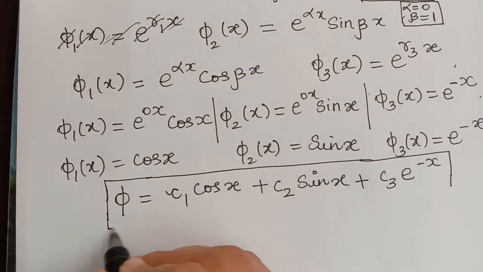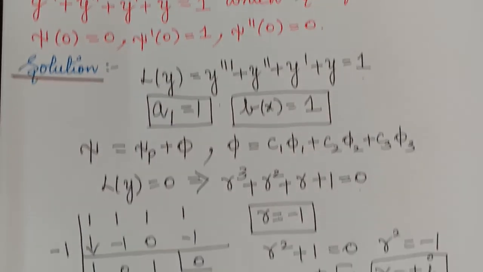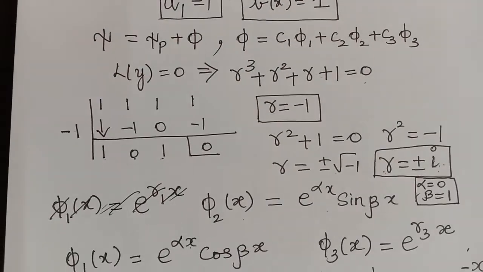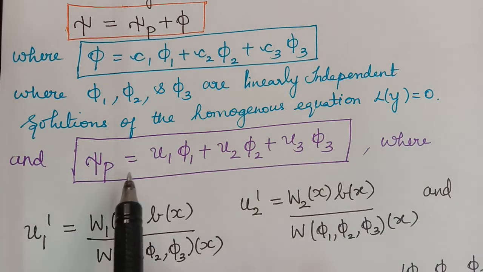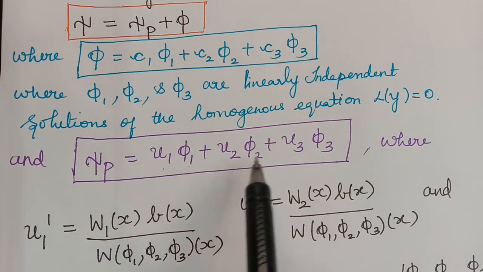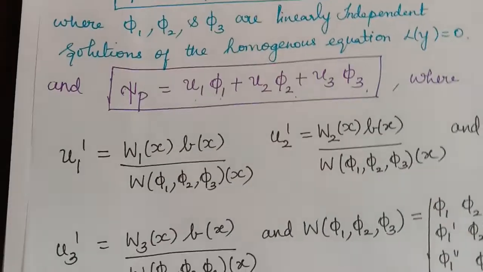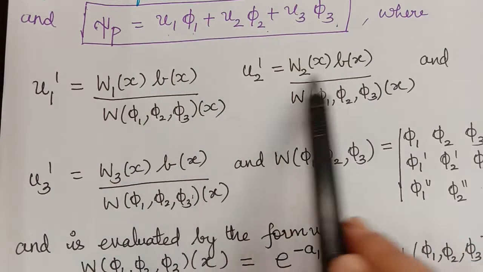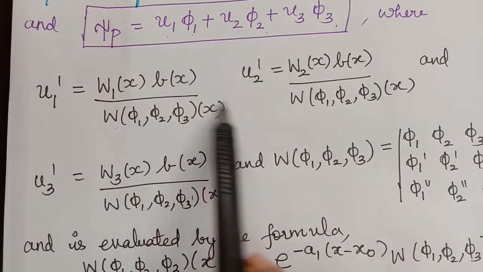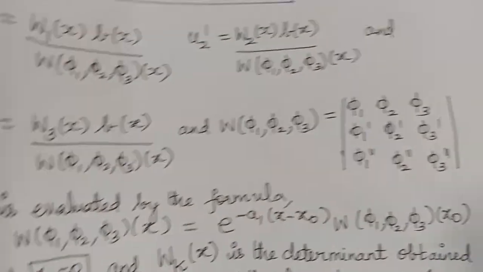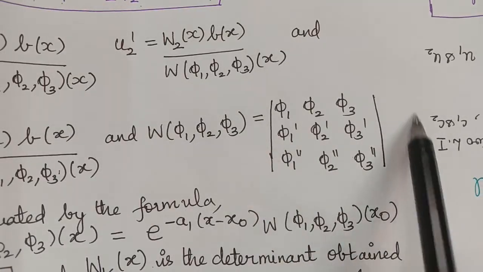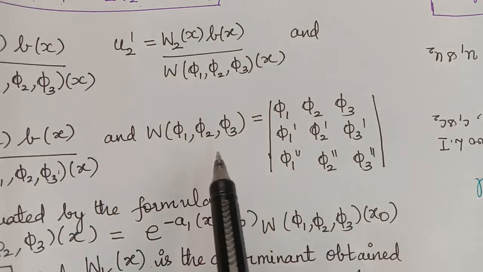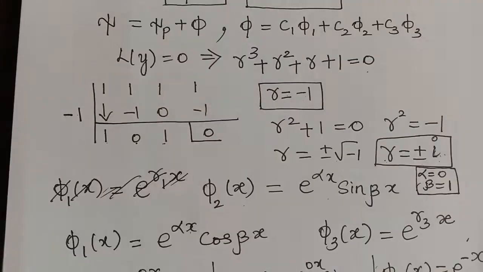Next we have to find the particular solution xi. We know that the particular solution xi p is equal to u1 phi 1 plus u2 phi 2 plus u3 phi 3, where u1 dash, u2 dash, u3 dash are given by this. Now to evaluate this, first we need the Wronskian of x. The formula for the Wronskian of x is given by this. So using this, we have to evaluate the Wronskian. Let us see that now.